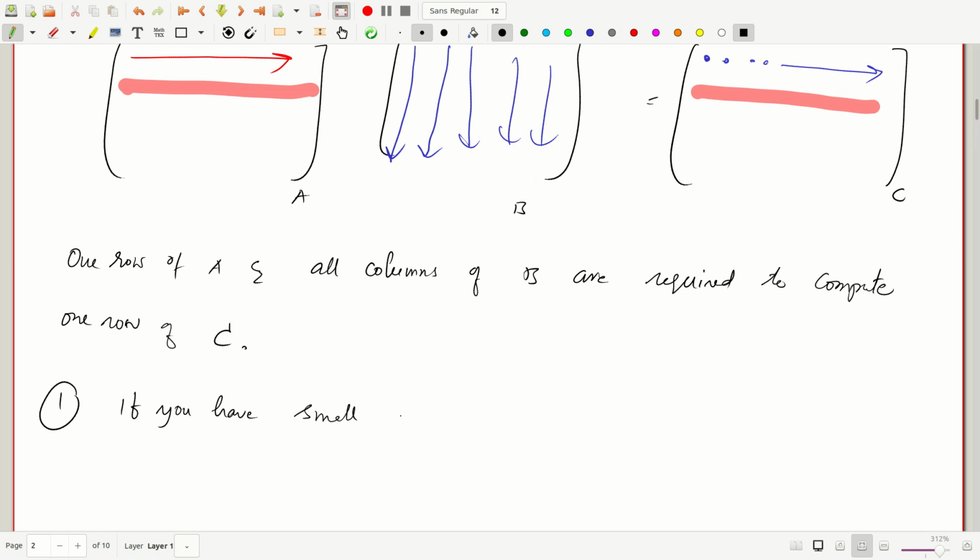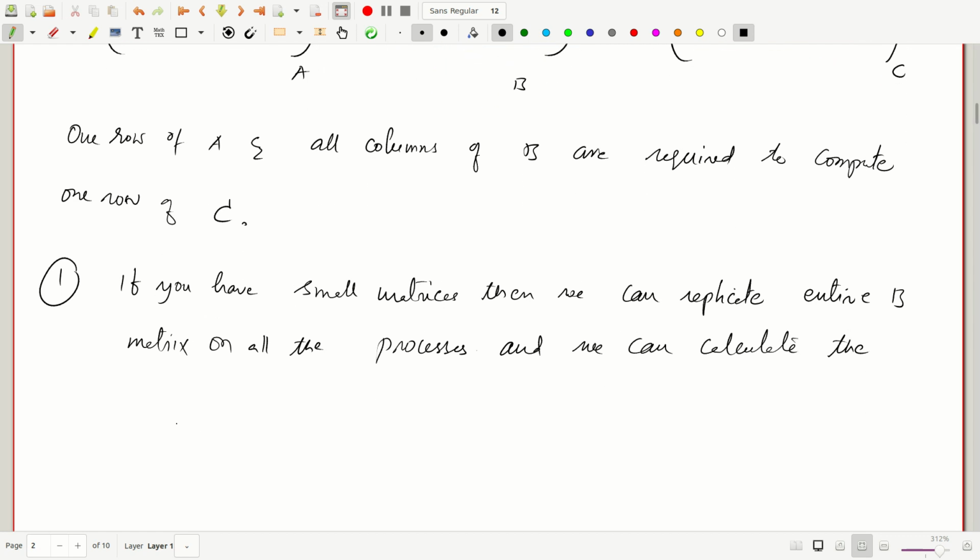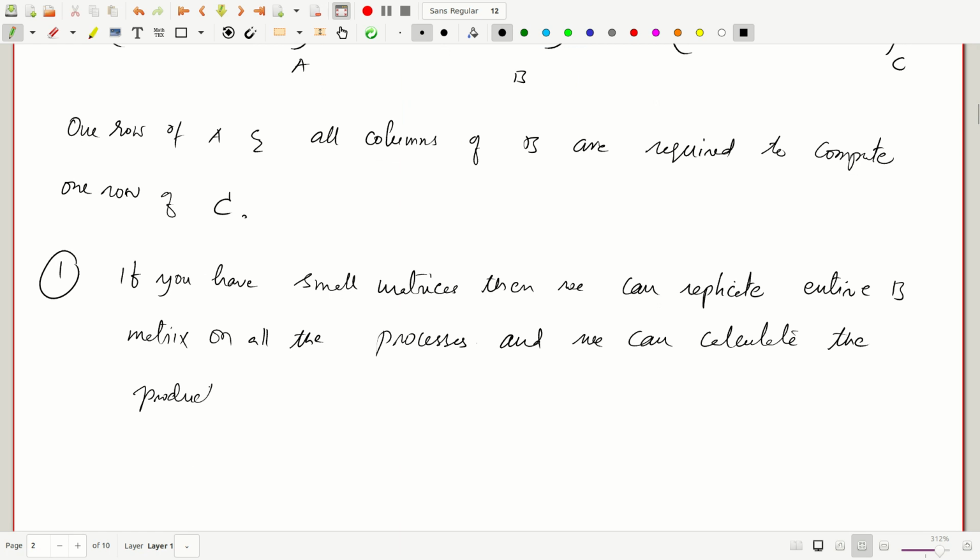But what we can do is, method one: if you have small matrices, then we can replicate the entire B matrix on all the processes, and we can calculate the product. However, if we have small matrices, we probably would not go for parallelization in the first place.